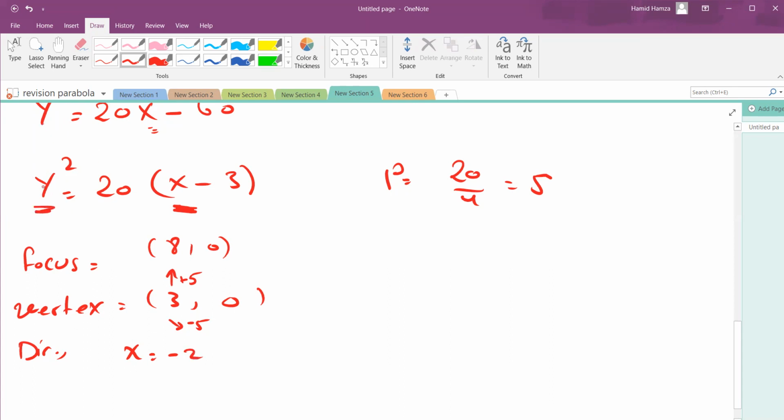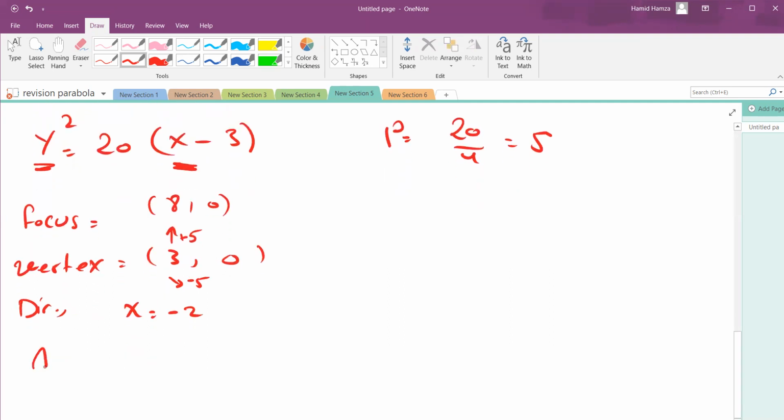Axis of symmetry, so we'll take y. Axis of symmetry equation will be y equals, we'll take y with its number with a different sign. So the number here is 0, so it will be y equals 0. Any question, guys? لا مستر.